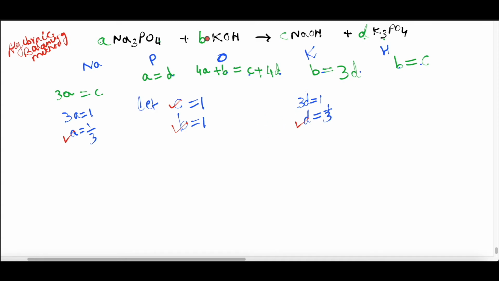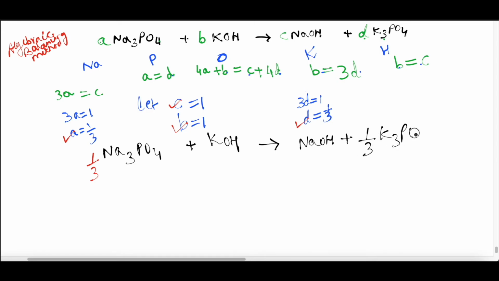Now substitute these alphabets. We get A Na3PO4 and A is 1 by 3. So 1 by 3 Na3PO4 plus B is 1. So KOH gives C NaOH, and we know that C is 1. So it is 1 NaOH plus D K3PO4. So D is taken out to be 1 upon 3. So it is 1 by 3 K3PO4.